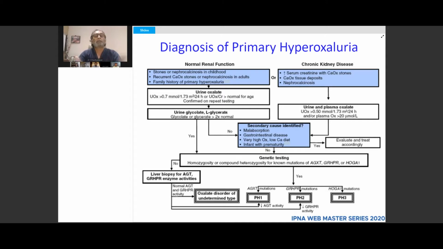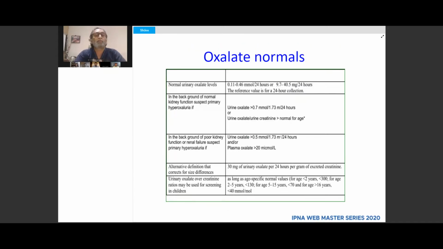This is the oxalate normal, a company slide just for reference. So you suspect primary hyperoxaluria in a patient with normal renal function when the urinary oxalate is more than 0.7 millimoles per 1.73 meters squared per 24 hours. And in the background of kidney disease, urinary oxalate more than 0.5 millimoles per 1.73 meters squared per 24 hours, or if the plasma oxalate is more than 20 micromoles per liter, suggests primary hyperoxaluria.